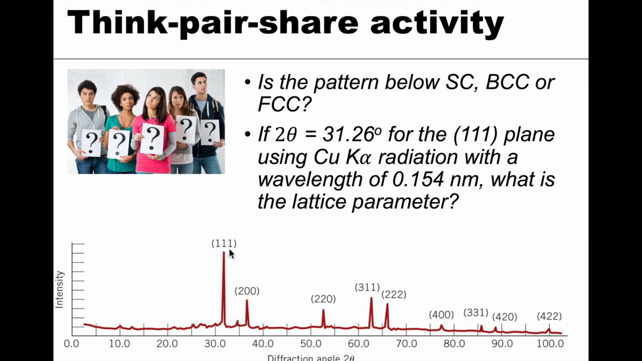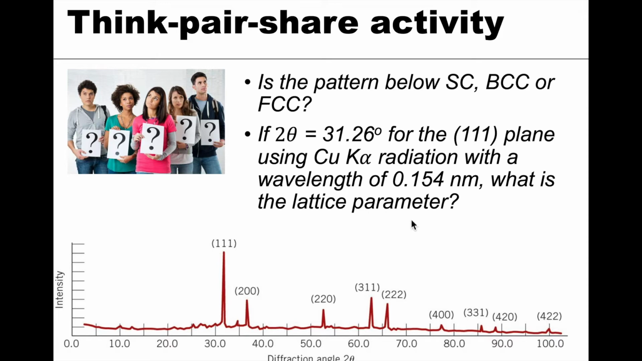So 111, all of those indices are 1, 1, 1, all odd. The 2s and 0s are all even. The 2s and 0s, all even. The 3s and 1s are odd, and the 2s are even. So this is FCC based on those extinction rules. It's important that we make sure we know it's FCC. So now let's look at the second part of that expression.